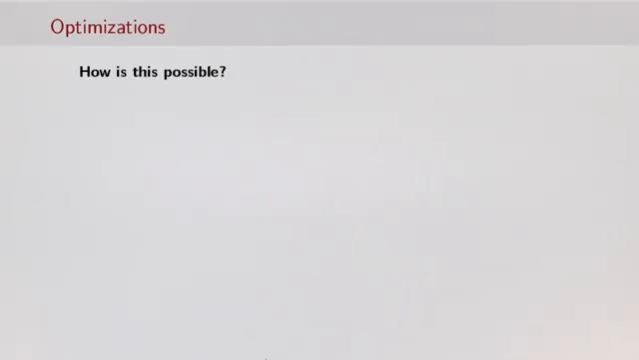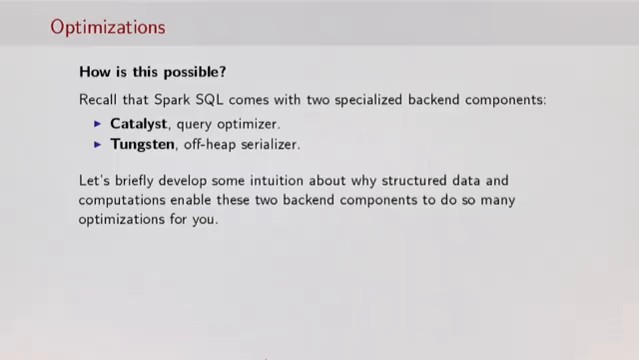Okay, so let's briefly cover the sorts of optimizations that Spark does. I'm not going to dive deep into the query optimizer or Tungsten, which is a data encoding framework. I'm just going to give you a general gist of what these things do. So recall that Spark comes with 2 specialized backend components. On the one hand, it comes with Catalyst, which is this query optimizer that I mentioned, and on the other hand, it comes with Tungsten, which is an off-heap data encoder or serializer.